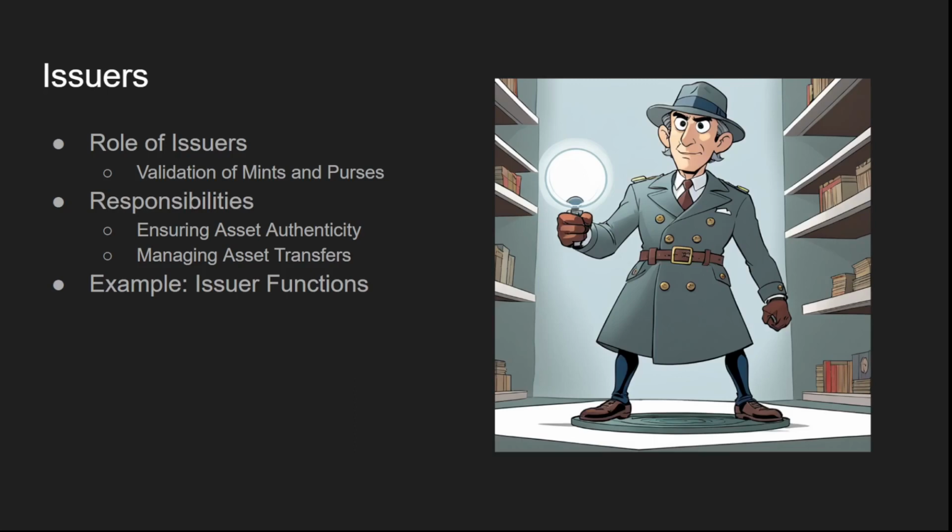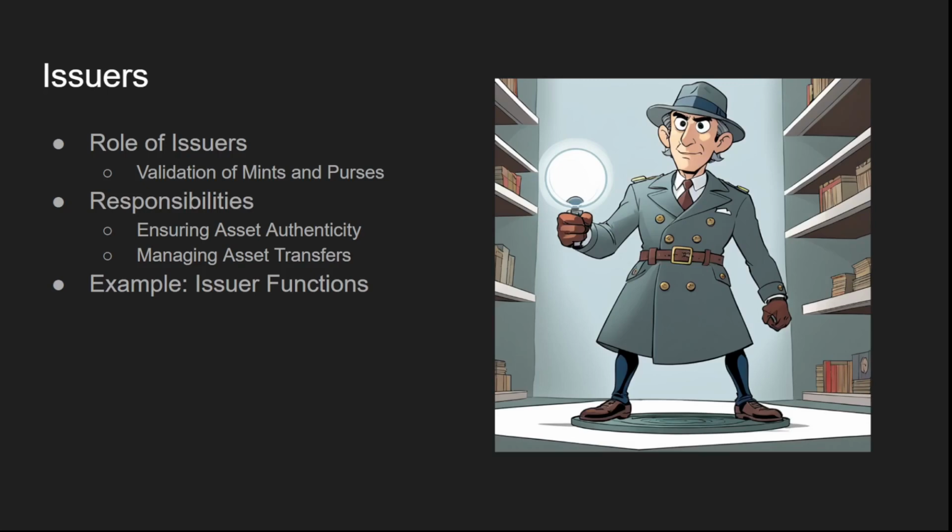One of the primary roles of an issuer is to ensure that the digital assets created by a mint are authentic and valid. This involves verifying that the assets comply with the rules and standards defined for the specific brand. For example, if a mint creates USD coins, the issuer ensures that these coins are correctly issued and that their quantity is accurately recorded.